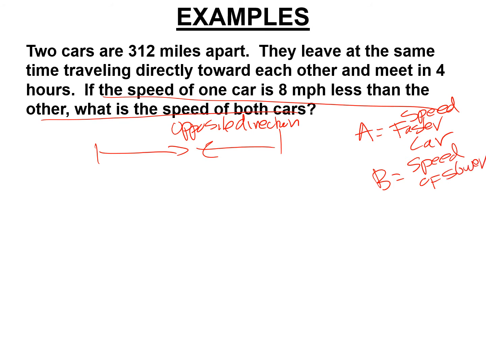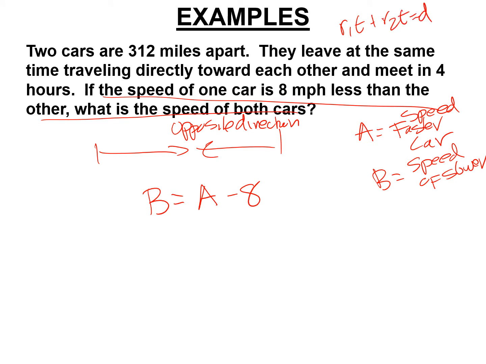It's this last sentence. If the speed of one car is 8 miles per hour less, right? So B's the slower one. It's 8 miles less than the faster car. You can't do 8 minus A, you'll get a negative, right? So it's A minus 8. All right, then we need our rate, that same equation, rate times time equals distance, right?